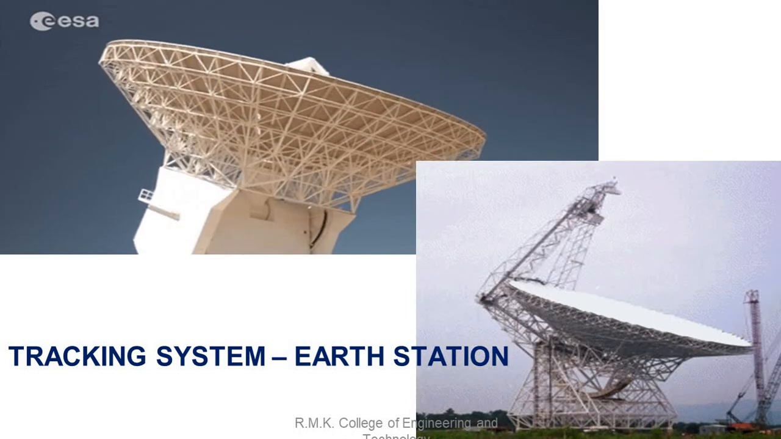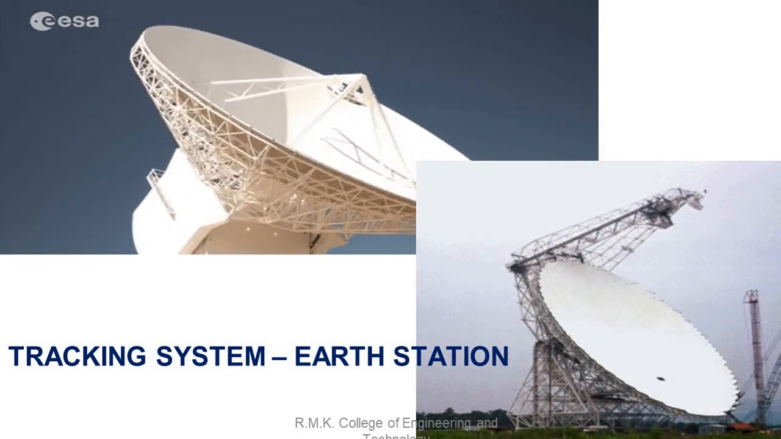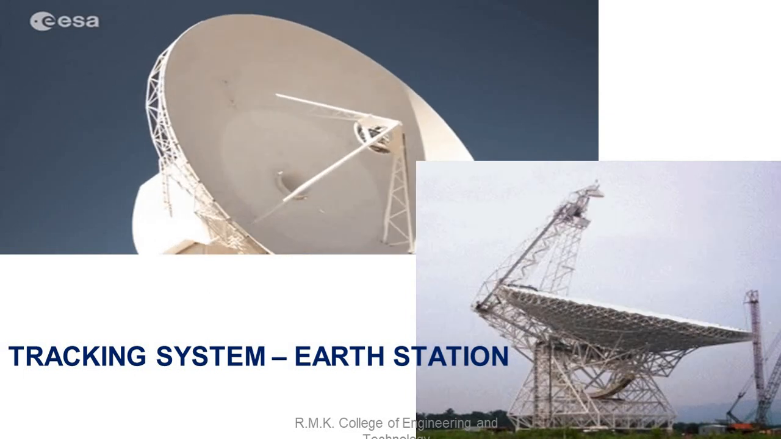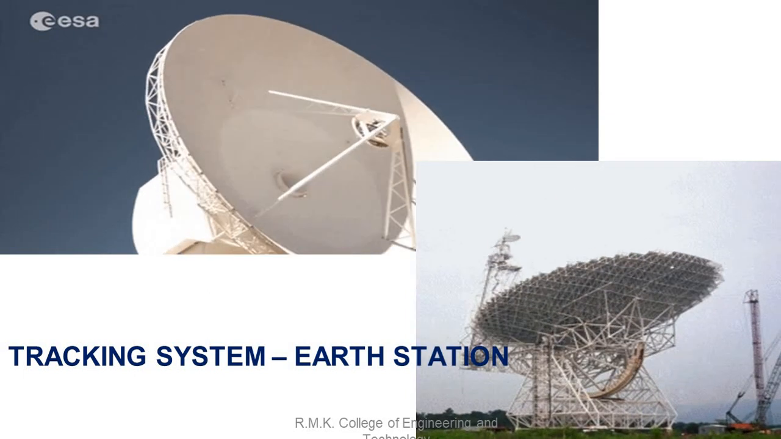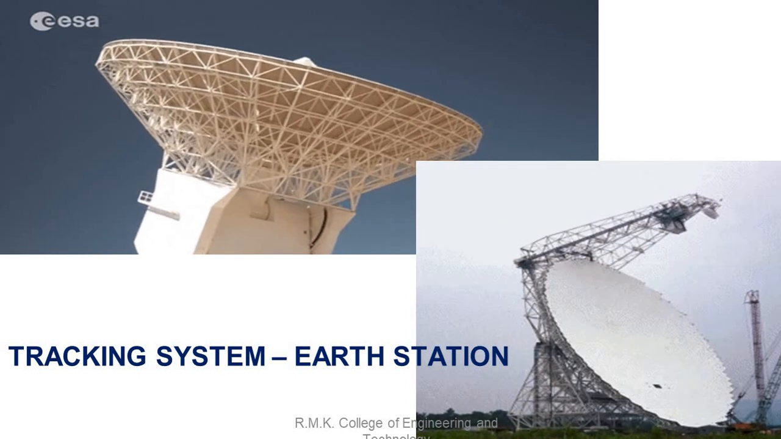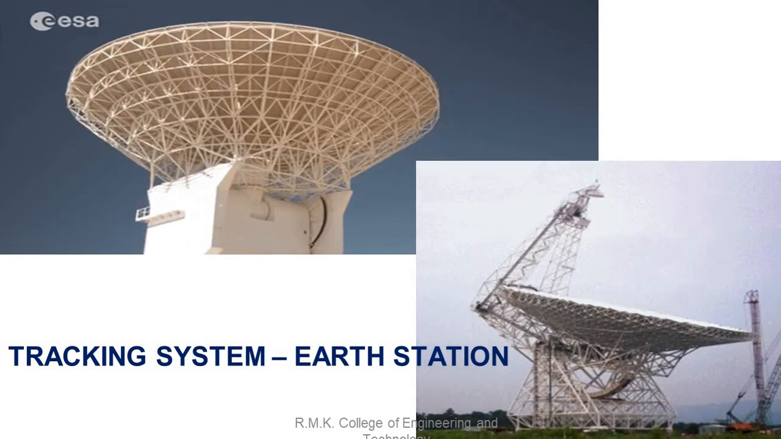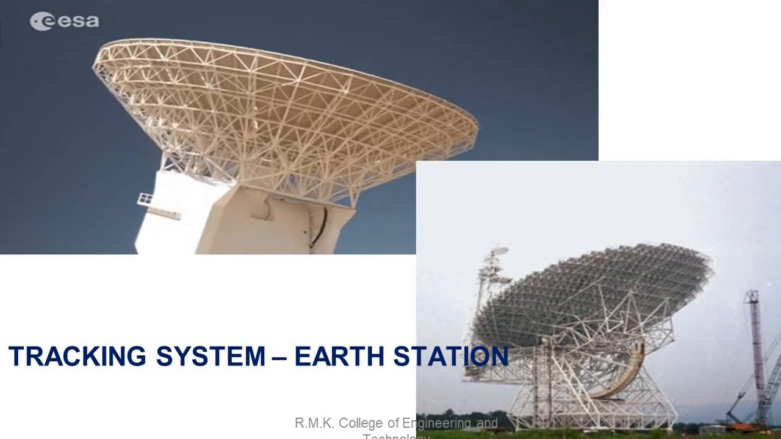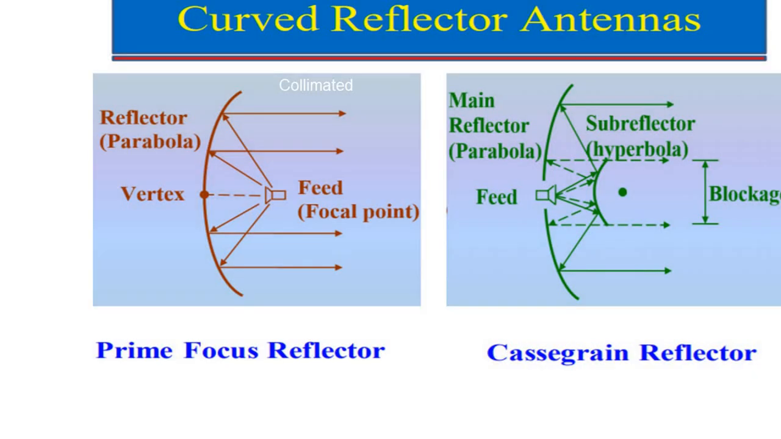So these are the parabolic reflectors available. It is just an example, right? It is used for tracking systems, used as earth stations to track satellites in free space. And these are called prime focus reflectors, and this is the Cassegrain reflector. The Cassegrain reflector we already discussed.